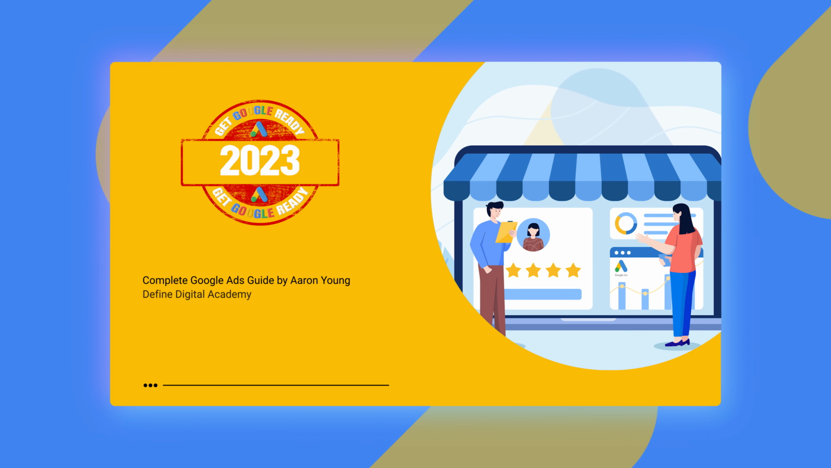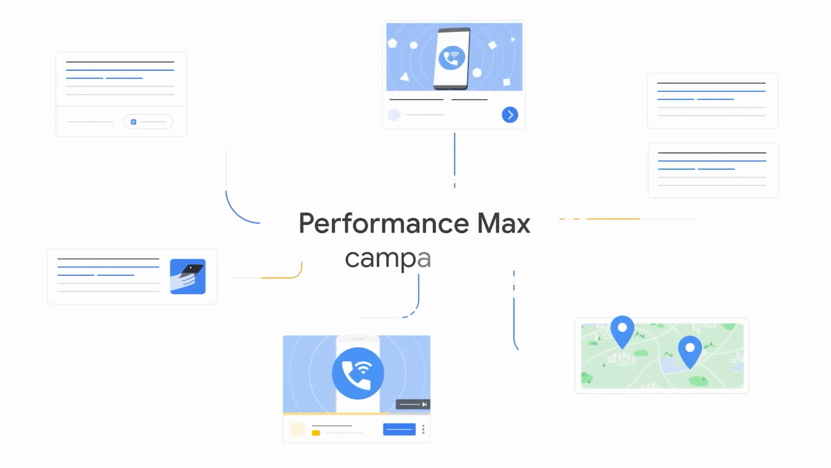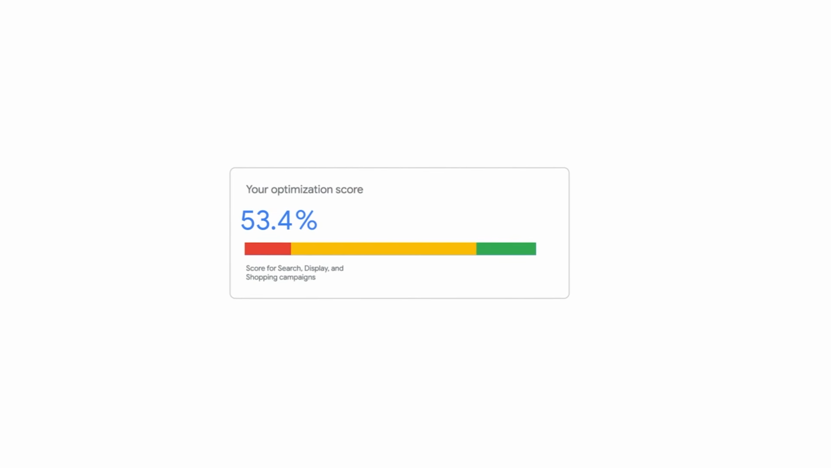Welcome back to the next free video in my Google Ads tutorial series called Get Google Ready in 2023. And in today's video, we're going to be taking you through how to set up Google's shiny new toy, which are Performance Max campaigns. And I do need to stress that with this video, I'm just going to be taking you through the step-by-step process. And then later in this series, I'll be taking you through how to optimize these types of campaigns.